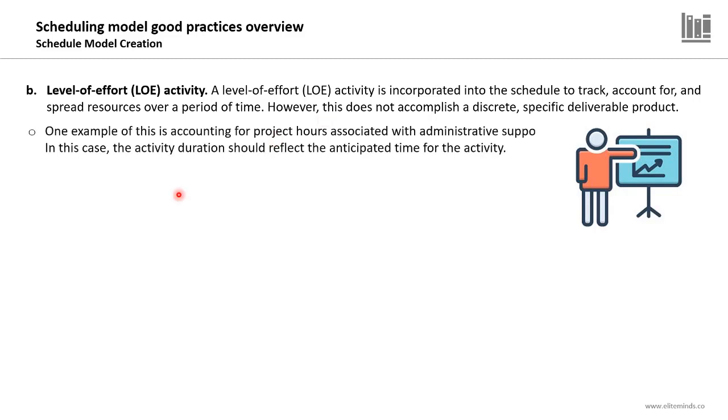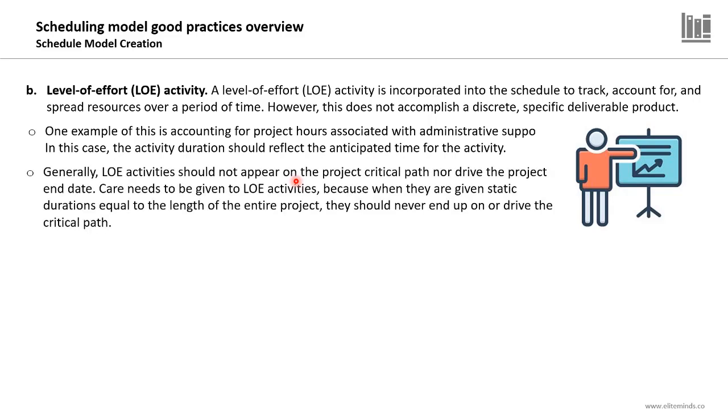One example of this is accounting for project hours associated with administrative support. In this case, the activity duration should reflect the anticipated time for this activity. However, this activity in the example will not produce a specific deliverable in the project. Generally, level of effort activities should not appear on the project critical path, and they should not drive the project end date. There will be no impact of the level of effort activities either on the critical path or on the project completion date or duration.